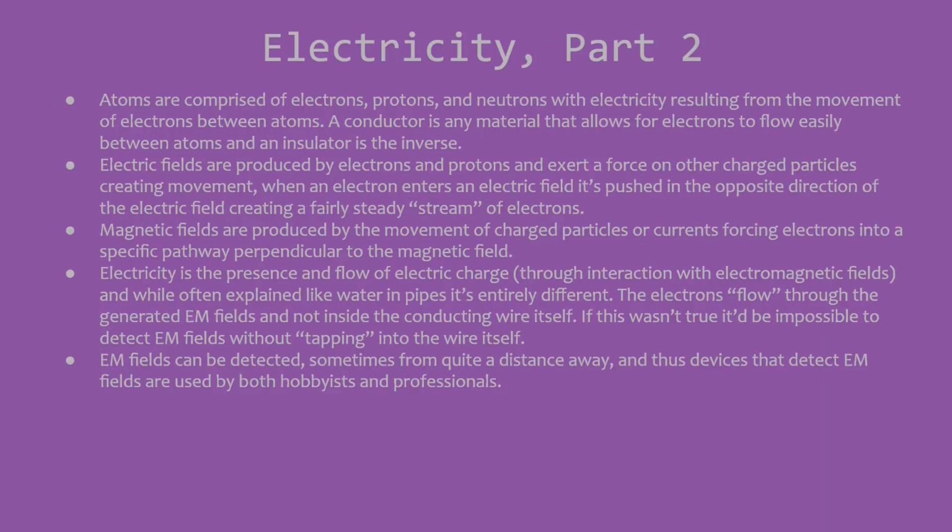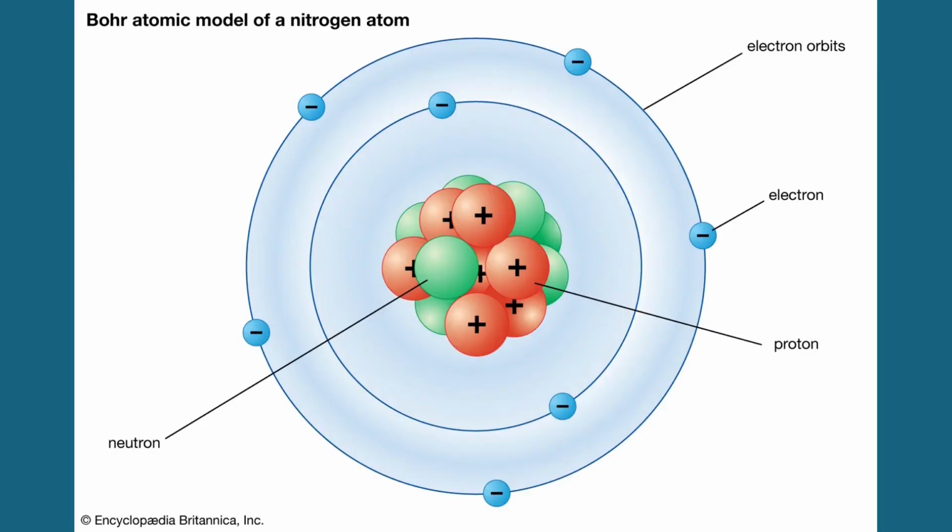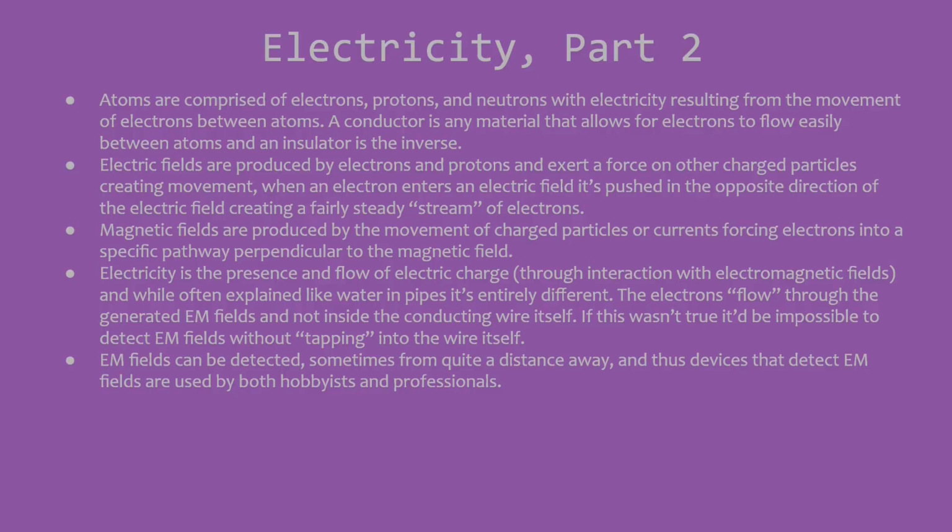So the question is, what is electricity? How does it work? What is electrical flow and what happens to create it? Now, as you probably know from any basic science class, everything is comprised of atoms, which have even smaller particles in them: electrons, protons, and neutrons. Electricity is basically what happens when there's movement of electrons between atoms.